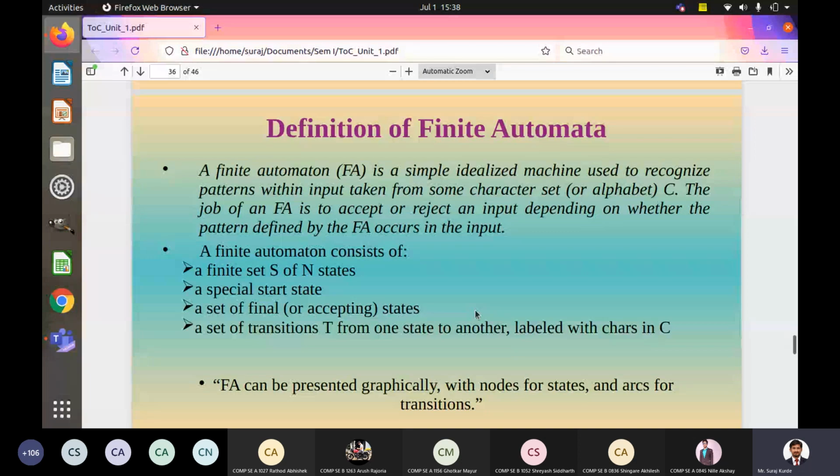So these are the different parts, and in addition to that, the fifth one is the character set or the letter set, and it is called the alphabet. So finite automata can be presented graphically. That is what is called a transition diagram, with nodes for states and arcs for transitions. A node represents one state and an arc represents one transition.